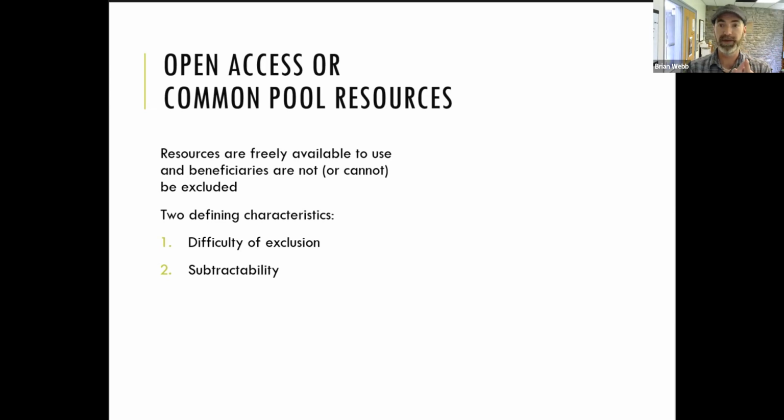So for example, think about fish in the ocean. It is essentially impossible to prevent people from buying a fishing boat, going out and fishing in the ocean. Now, there are various forms of regulation that can help control that, but that is an access that is freely available there for anyone to take advantage of. It is difficult to exclude people.